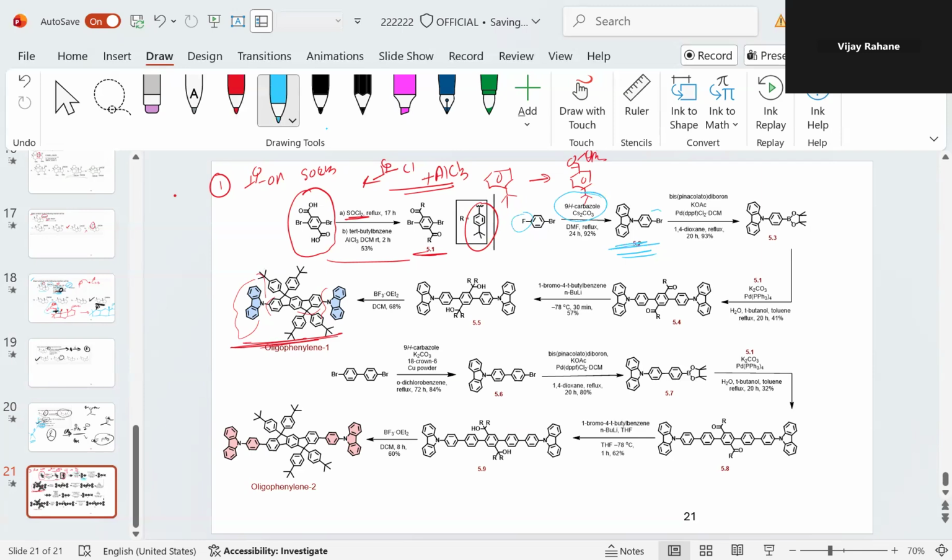Then I converted this bromo to the corresponding boronic ester. The reagent that I used is bis(pinacolato)diboron. This is the common Miyaura borylation reaction. It generally occurs in the presence of a palladium catalyst and bis(pinacolato)diboron. We need to use some base; here I used potassium acetate. So I got this boronate ester.